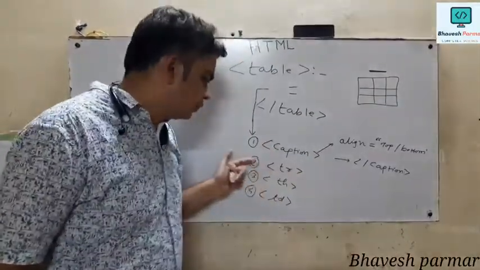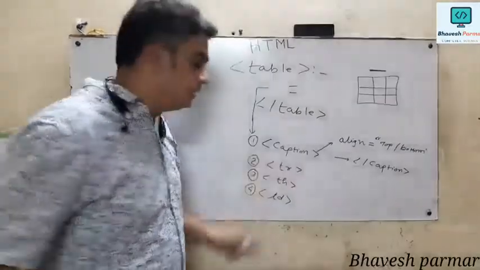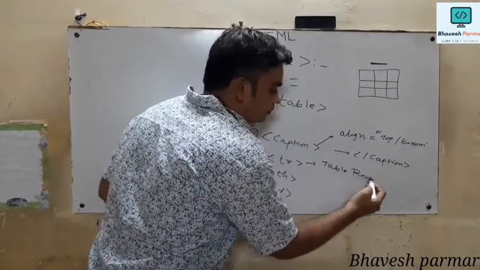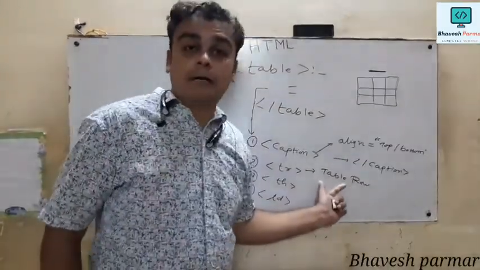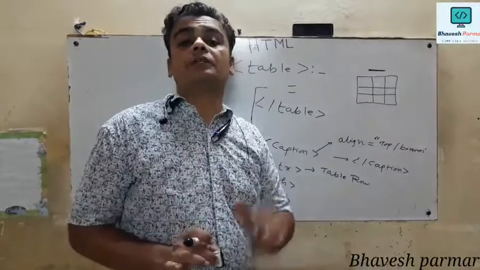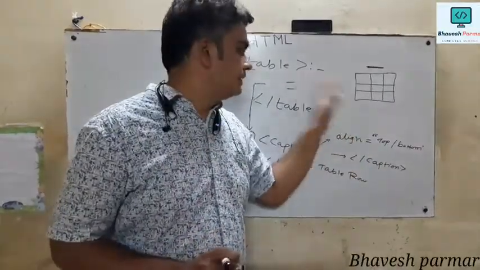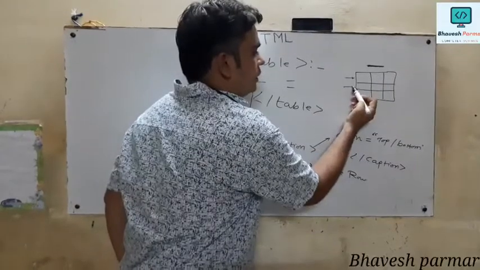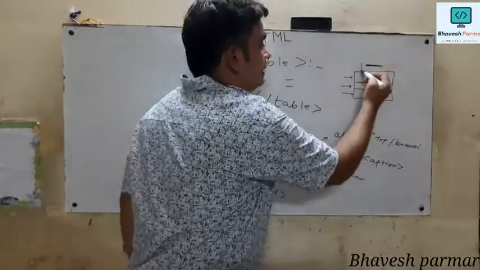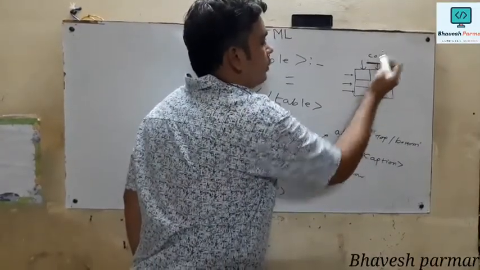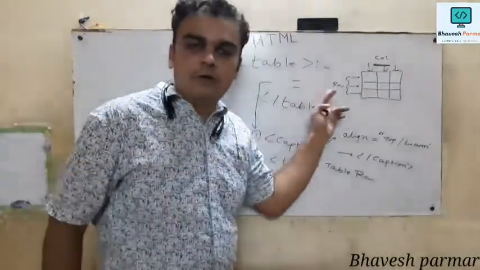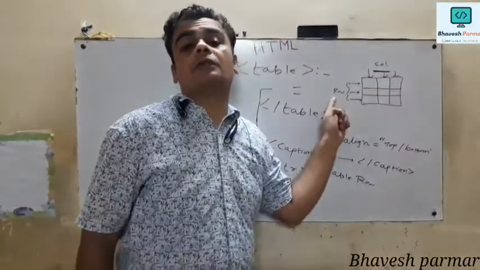We switch on to the next supporting tag, tr. tr stands for table row. And keep one thing in your mind: when we fill the information in a table, we always put the information in row-wise form. If we see this table carefully, these horizontal arrows represent table rows, and these verticals represent columns. So when we fill the information in a table, we always fill it in row-wise form.